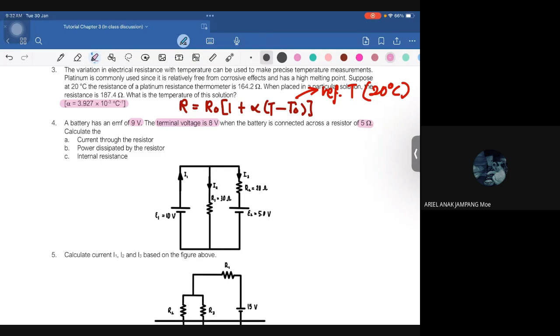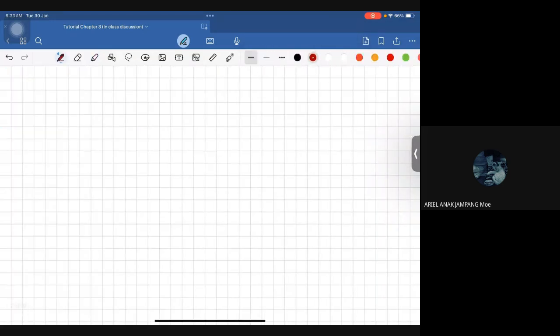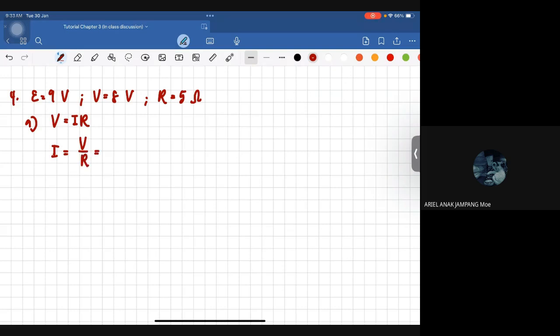For this one, to find the current through the resistor, wait, what did it give? EMF 9 volt. It gave terminal voltage 8 volt, and resistance 5 ohm. For this one we can apply V equal to IR. So we can find the current as V over R. This one is 8 divided by 5, so we get 1.6 ampere as the current.